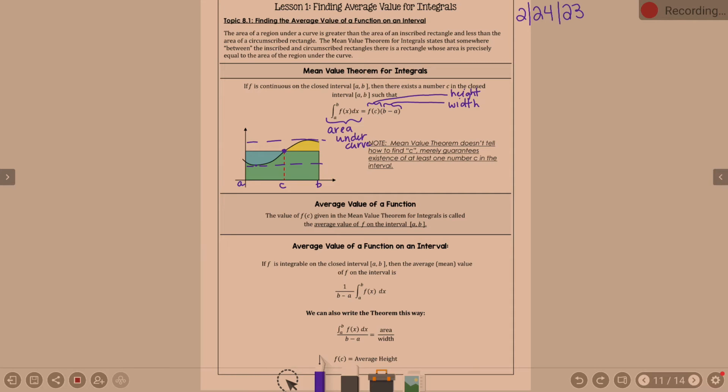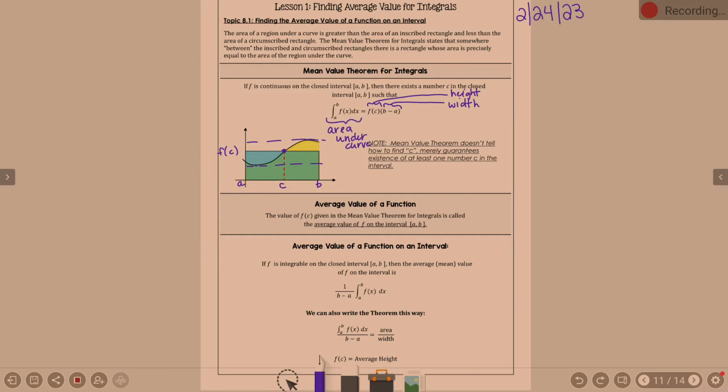And one other thing I have labeled in my notes is that if this point is c, then the f of c value is right there. So that rectangle there, on my picture mostly green and a little blue, is going to be equal to the area under the curve.